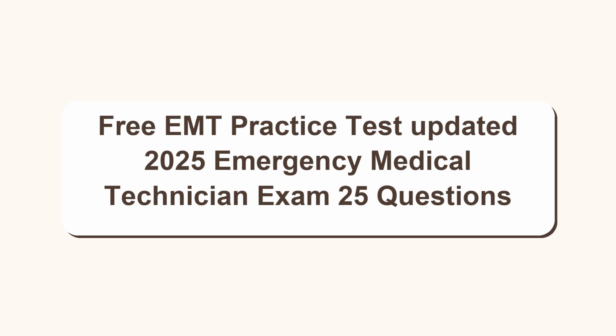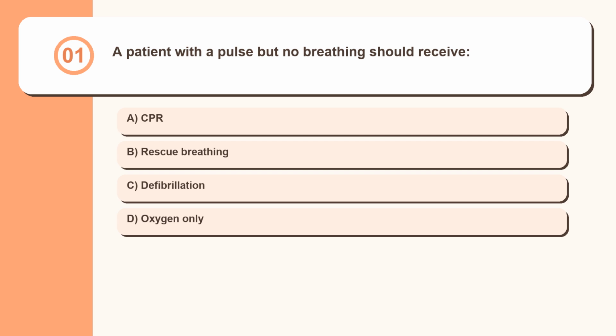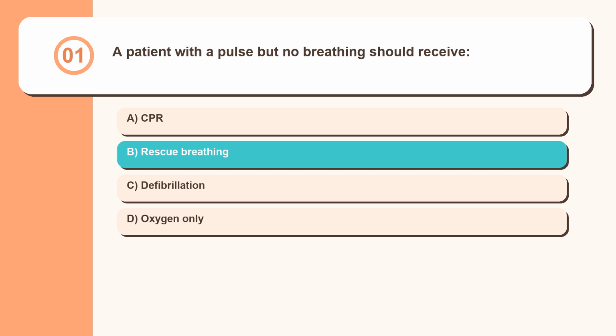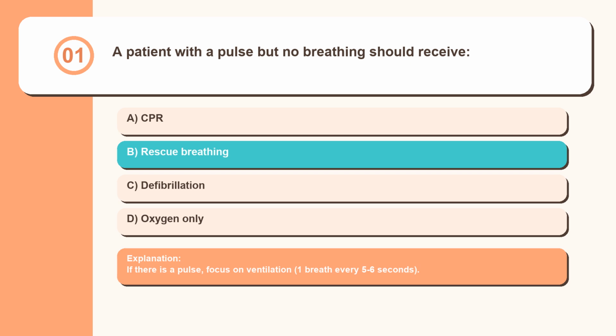Free EMT Practice Test, Updated 2025, Emergency Medical Technician Exam, 25 questions. Question 1. A patient with a pulse but no breathing should receive: CPR, rescue breathing, defibrillation, oxygen only. If there is a pulse, focus on ventilation, 1 breath every 5 to 6 seconds.